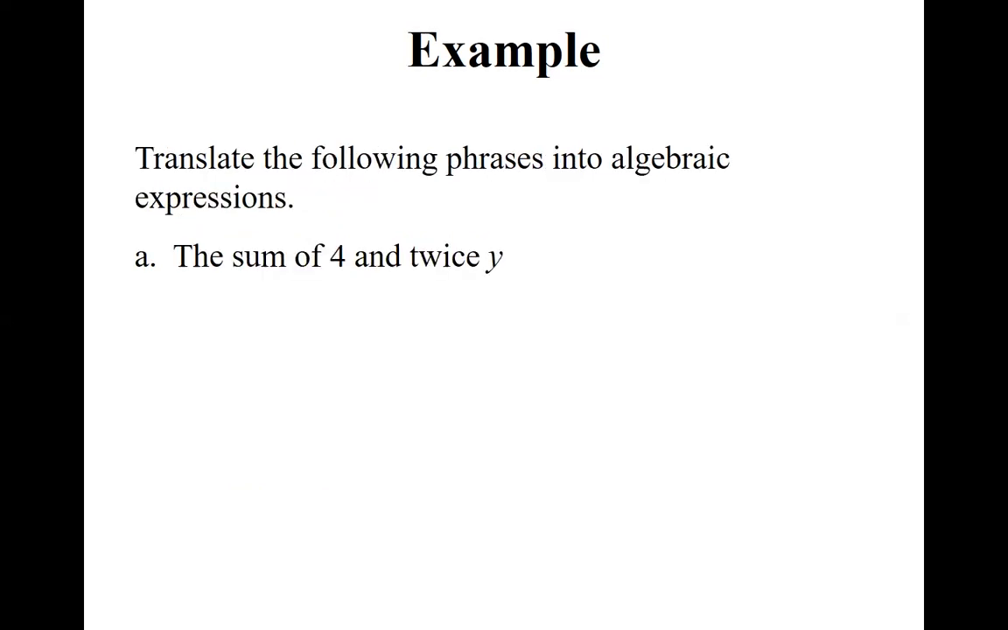More examples. The sum of 4 and twice y. Well, the sum of means we're adding two things together. The first thing is 4. The second thing is twice y. What is twice y? That means 2 times y. So the sum of 4 and 2 times y would be 4 plus 2y.